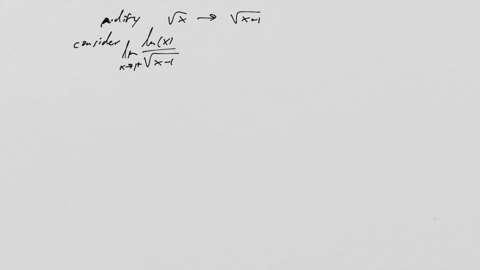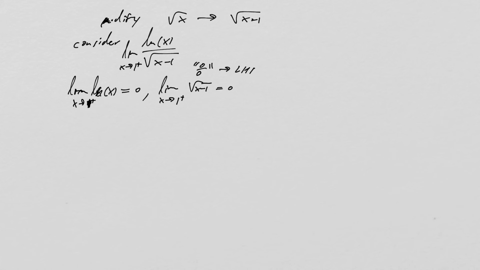All right, so now we have a proper L'Hopital's rule appropriate problem, because we know that the limit of natural log of x as x goes to 1 from the positive side is going to be 0, and the limit as x goes to 1 from the positive side of root x minus 1 goes to 0 as well. So that means we have a 0 over 0 indeterminate form. L'Hopital's rule is okay to use.